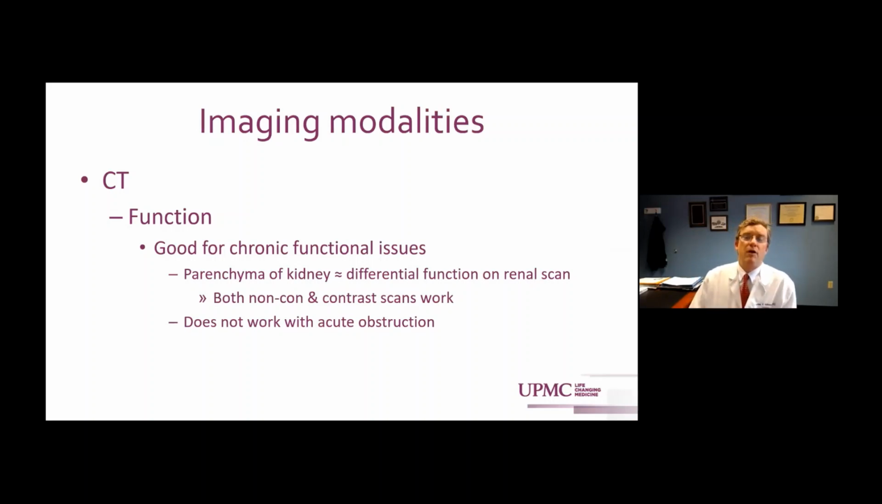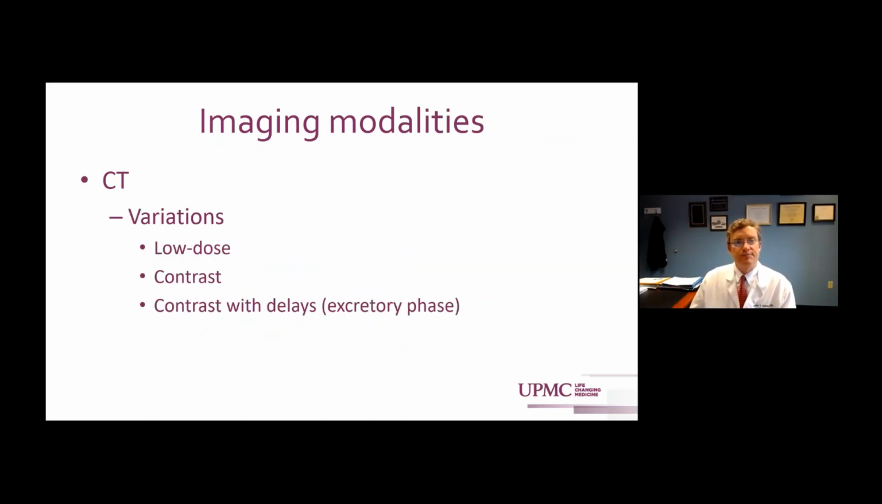But there's a couple good articles that show that the parenchyma of the kidney, the actual functioning parenchymal volume of the kidney, is basically equivalent of a differential function on a renal scan if you could do a volumetric calculation of that. And certainly you can do that in your mind, at least within 10%, I would say. It doesn't matter if it's a non-contrast or a contrast scan. It just matters how much parenchyma is on each side. It does not, however, work if there's acute obstruction. If the kidney's swollen and edematous, that's not going to be functioning more, of course. But certainly in the steady state, in any chronic situation, it's going to be very useful, at least to get a good estimate of kidney function.